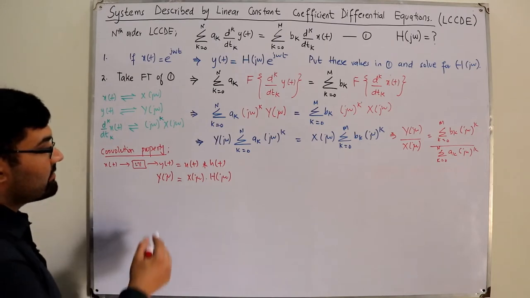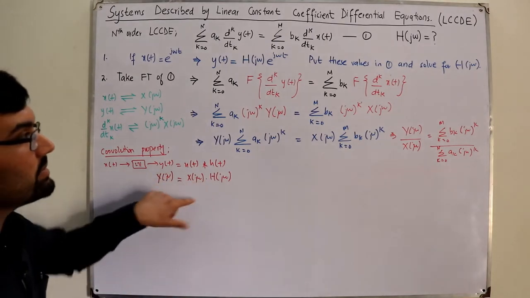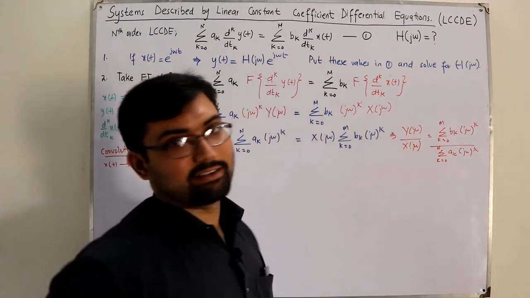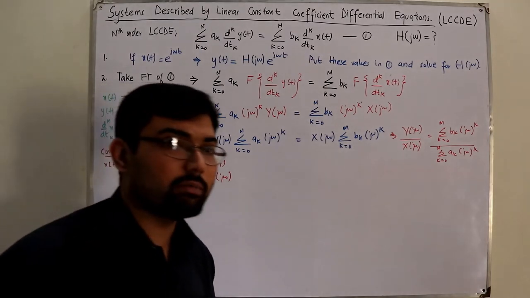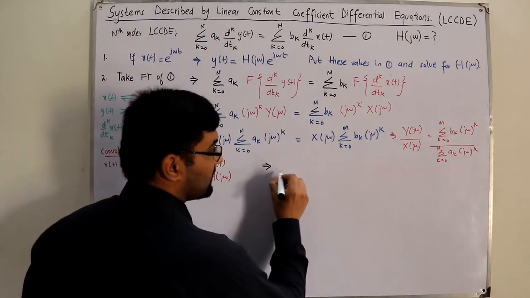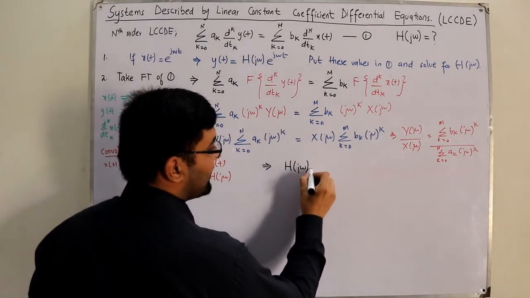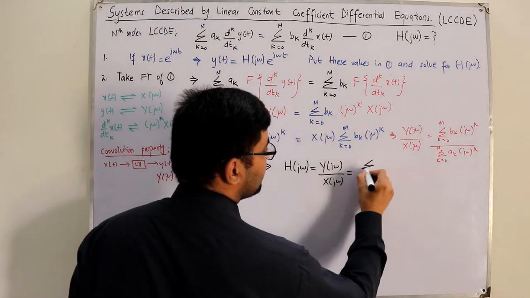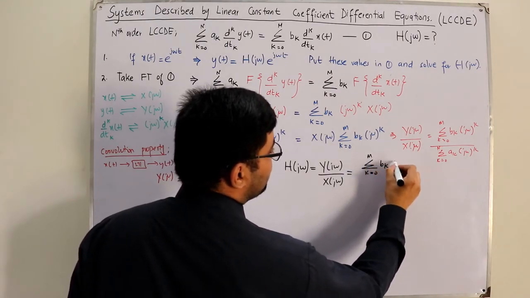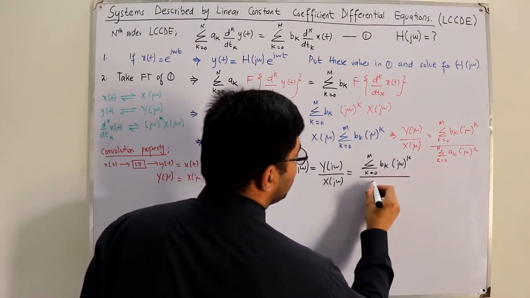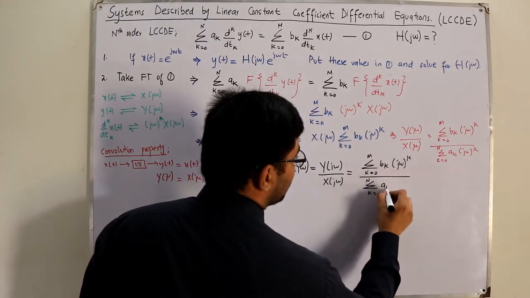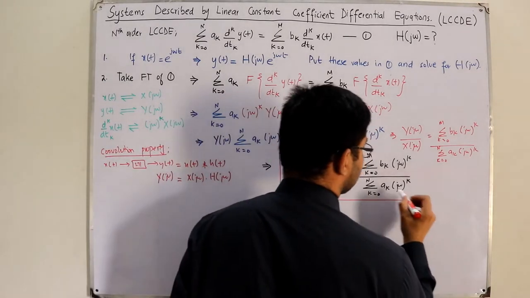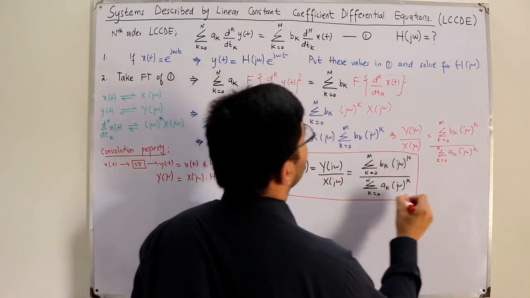And have a look, if I have y of j omega by x of j omega, what is that? That is going to be h of j omega. And what is my unknown? This h of j omega is my unknown. And what do I have? I have y by x, which means that I have got my answer. My answer is that h of j omega is equal to y of j omega divided by x of j omega, which is the summation k running from 0 to m bk j omega to the power k divided by the summation k running from 0 to n ak j omega to the power k. This is what was my unknown thing. I have got my frequency response.